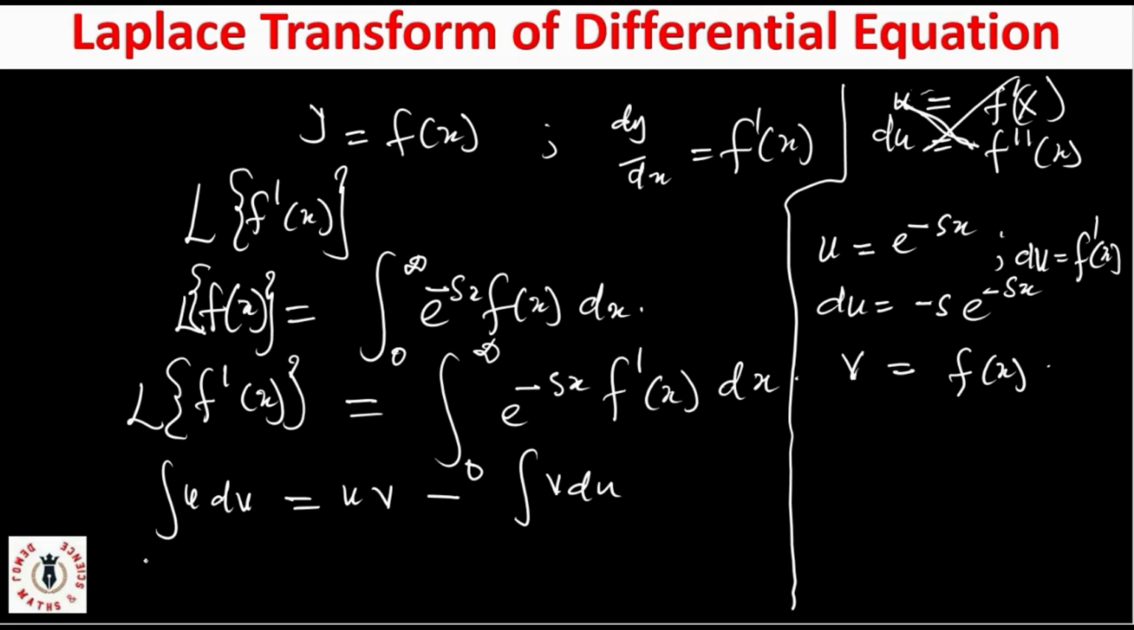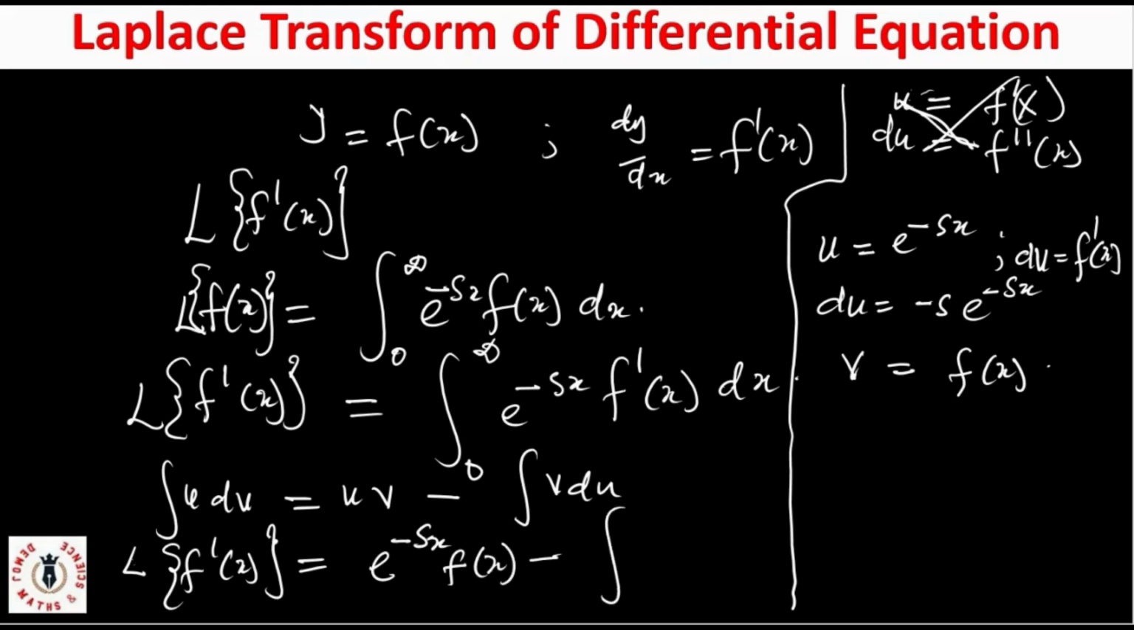Now with this, you can begin to impute our values for u and v in our equation, so that the Laplace transform of f prime of x will now begin to look as u and v. I'll pick my u, that's e raised to power minus sx, times f of x, that's my v, minus the integral of v, that's f of x, dot du. That will be minus s e raised to power minus sx with respect to dx.